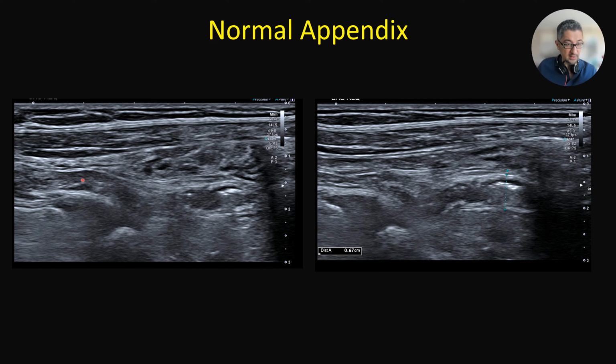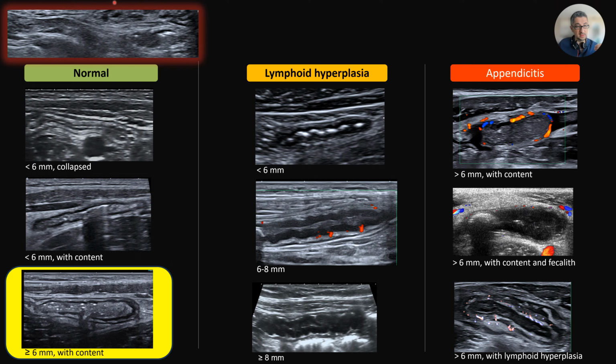And you cannot see it nicely. This is usually the case when the appendix is normal. It's harder to see it. When there's appendicitis, it is distended, it is inflamed, so it is easier to visualize. And this appendix is actually falling into the same group. It's a normal appendix over 6 millimeter and filled with content.